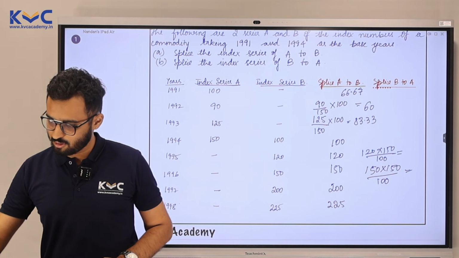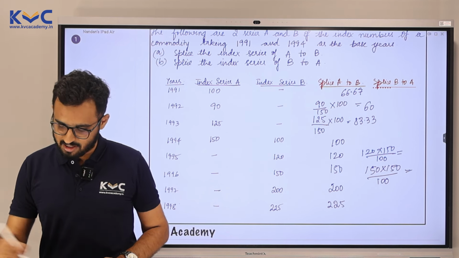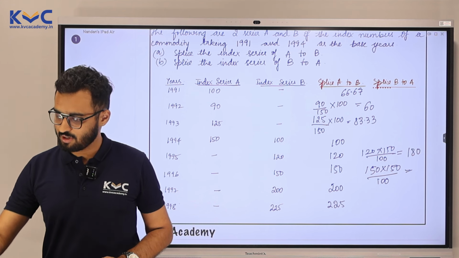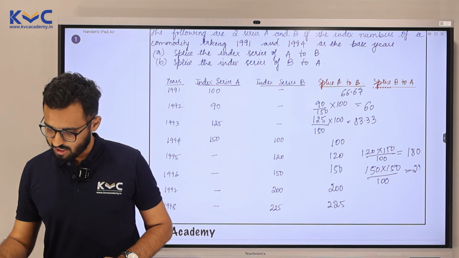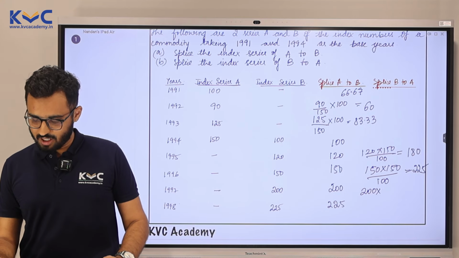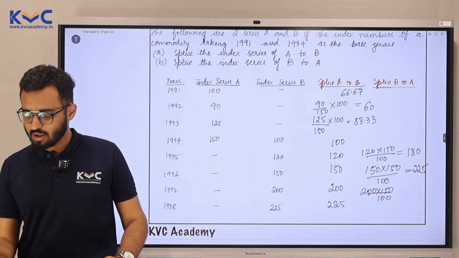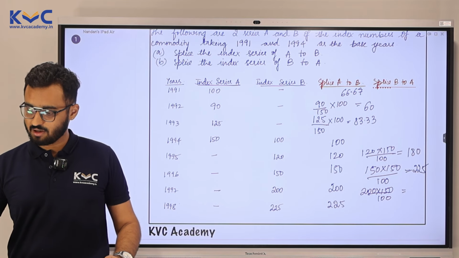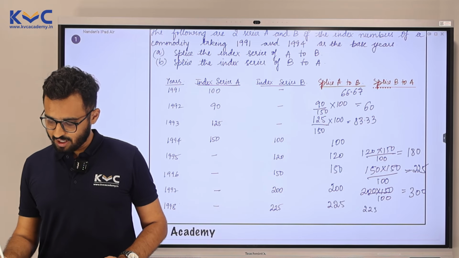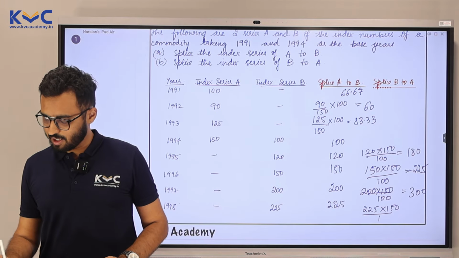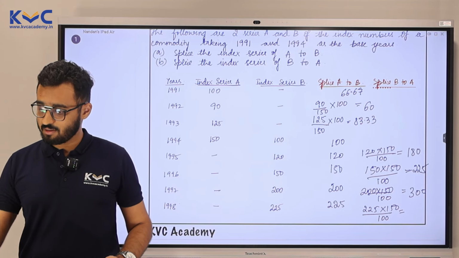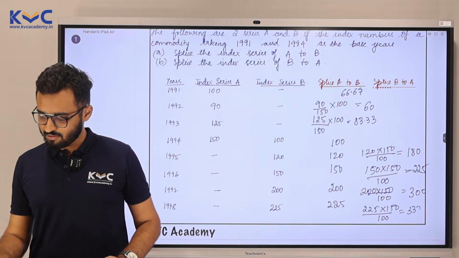So 120 into 150 divided by 100 is 180. Next is 150 into 150 divided by 100 is 225. Next is 200 into 150 divided by 100, you get 300. Next is 225 into 150 divided by 100, you get 337.5.